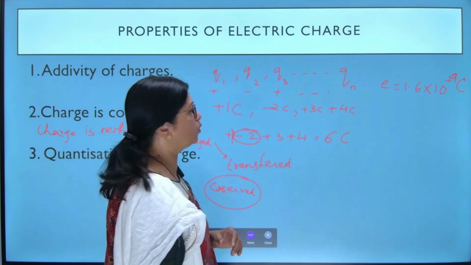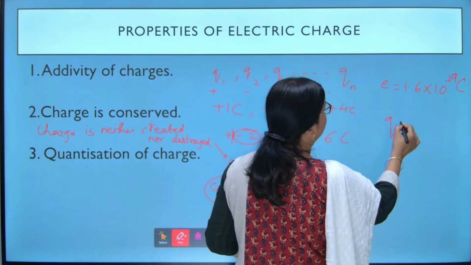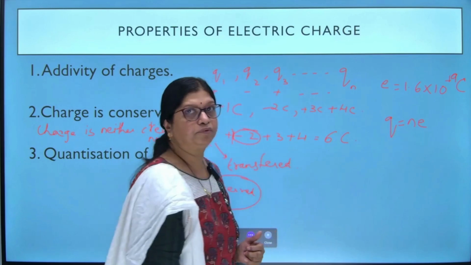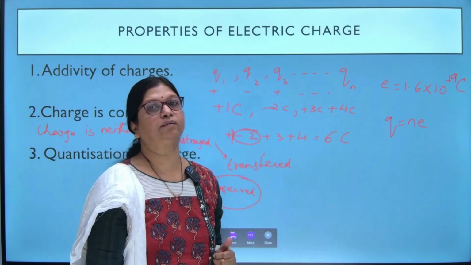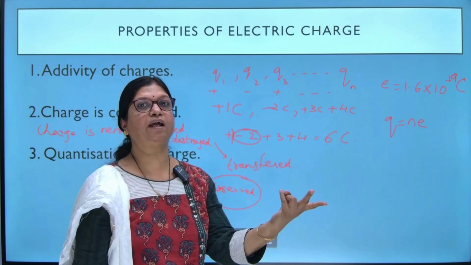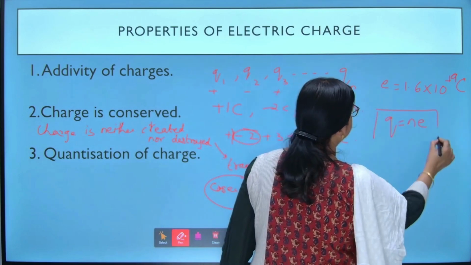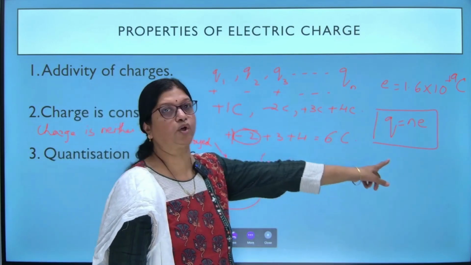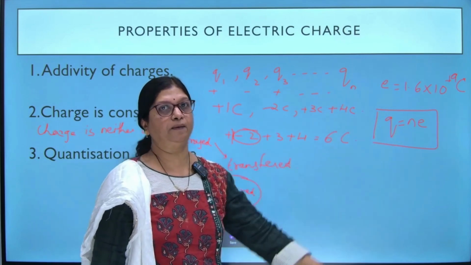So, according to the quantization of charge, we can write Q is an integral multiple of the charge e on an electron, where n is an integer, positive or negative. This formula is called quantization of charge, which is the first formula of your chapter. Q is equal to n e.